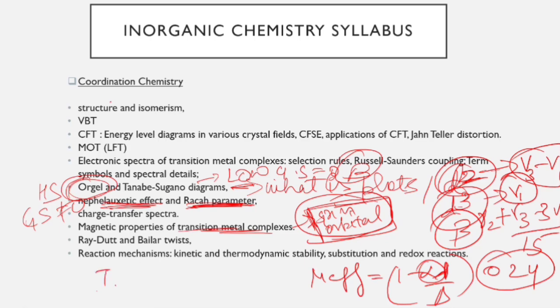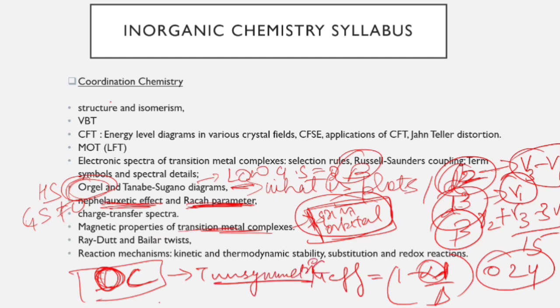Plus, you should also know about the orbital contribution in magnetic properties, like which T-symmetric states give orbital contribution. Plus, you have a concept of LS coupling here. So you should focus on these topics also in the magnetic properties.